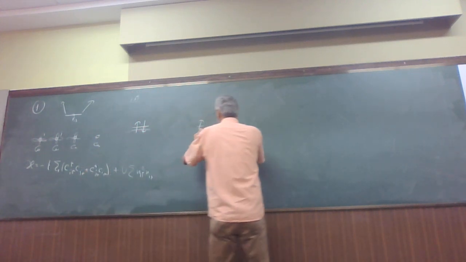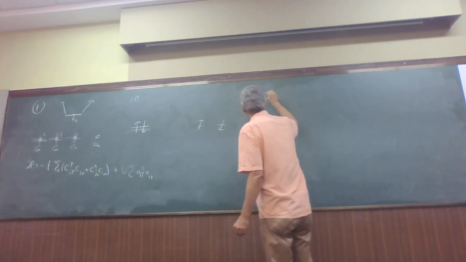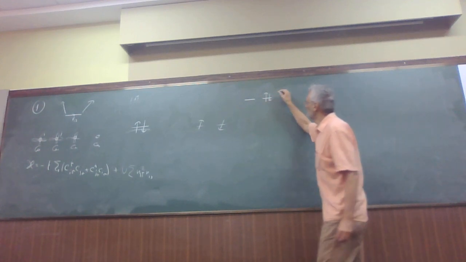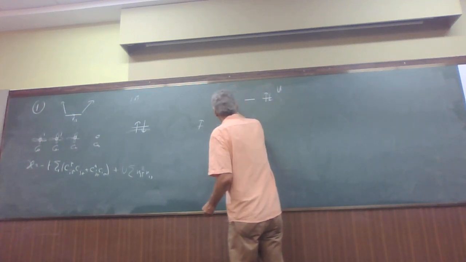So this is the initial state. Then suppose that this guy visits the neighbor. Then it will become an excited state with energy U. This is the hopping amplitude t.